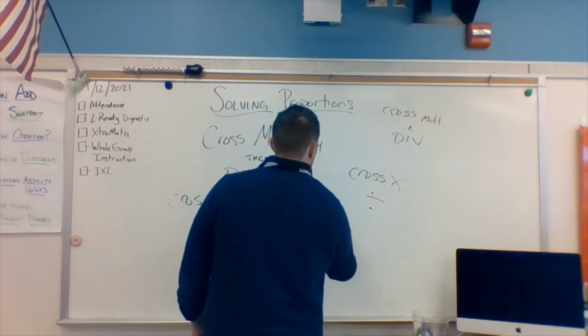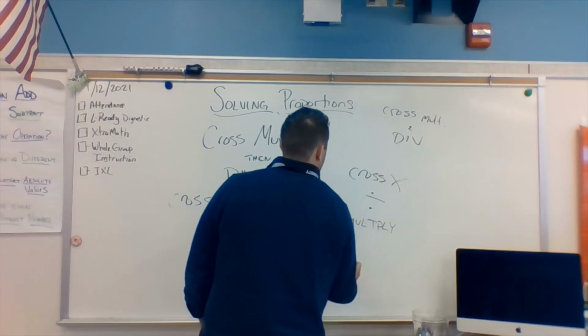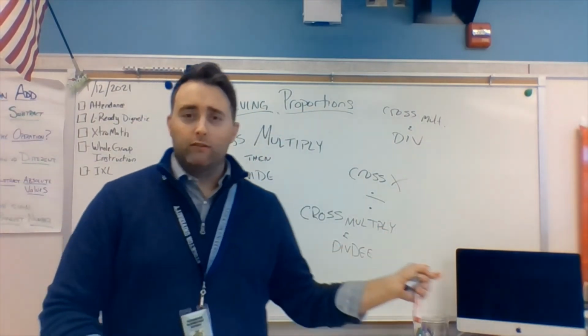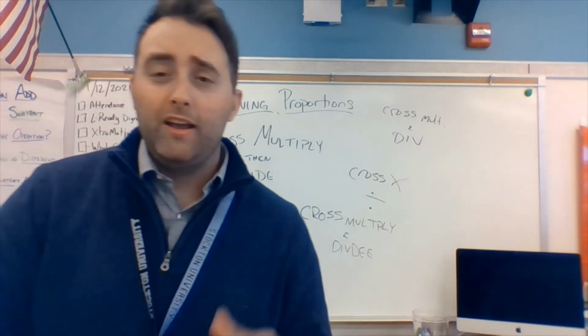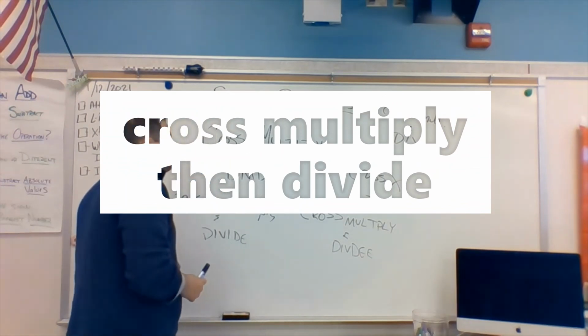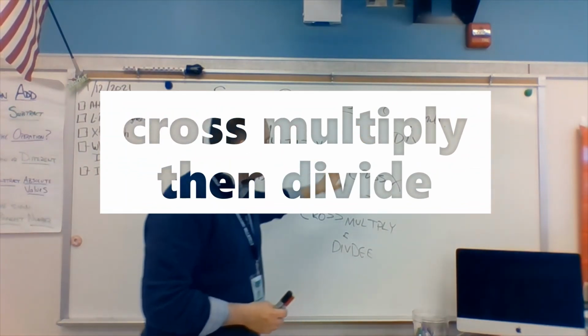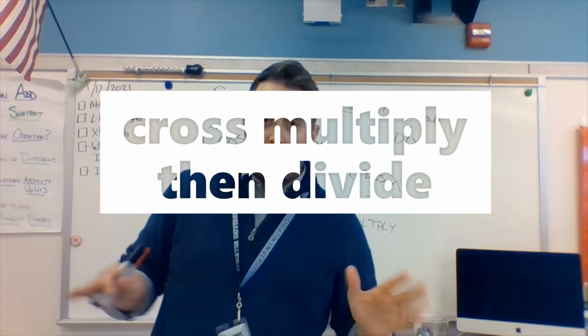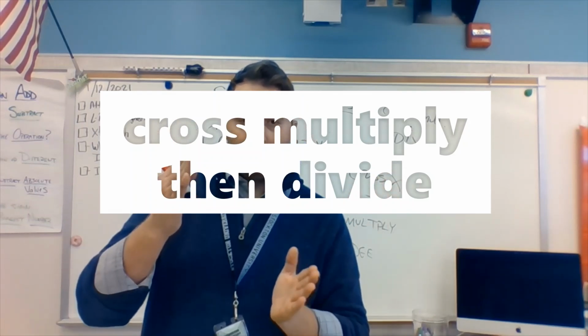Cross. Spell that one wrong, but okay. Going on a bit of a tangent, okay? Main thing is cross multiply, then divide. Cross multiply, then divide. Okay? Solve these. Cross multiply, divide.